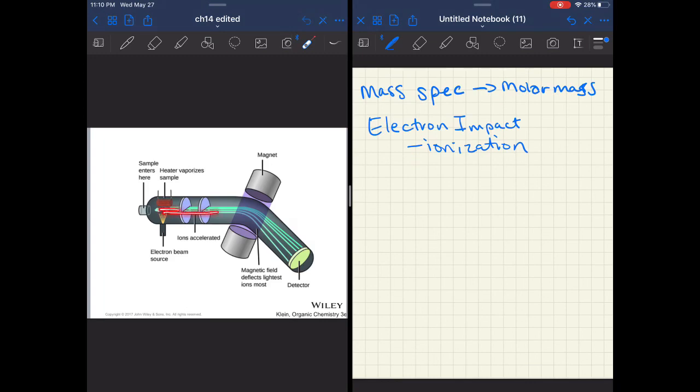There is some sort of acceleration area to speed those particles up, and then they enter a magnetic field. Since they're charged, the magnet is going to cause their path to bend. The heavier they are, the less they bend. The lighter the fragment is, the more it bends. That mass to charge ratio of those particles is detected, and then these results are sent off to some sort of chromatogram or computer where you would get an actual spectrum.